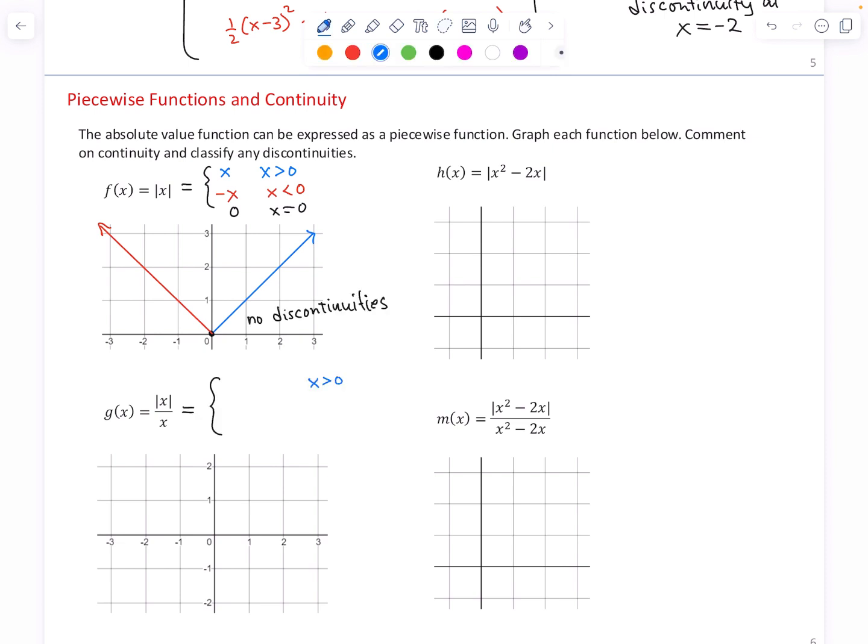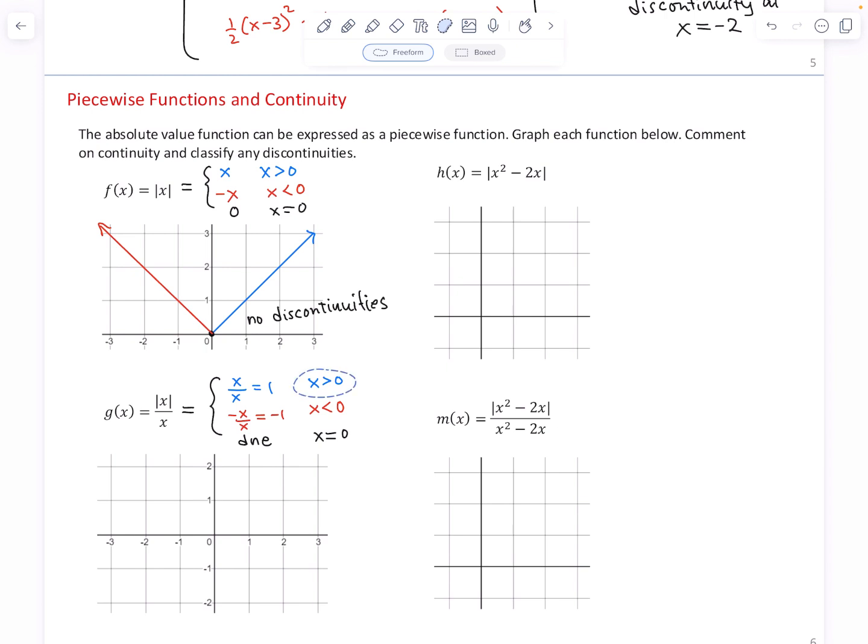If x is positive, then the absolute value of x is just x, which is over an x, and we get just 1. If x is negative, then the absolute value of x becomes negative x over an x, which is negative 1. And if x is 0, well, in this case, I can't plug in 0 because I would get 0 over 0. So this has no output. Now let's think about this before I graph.